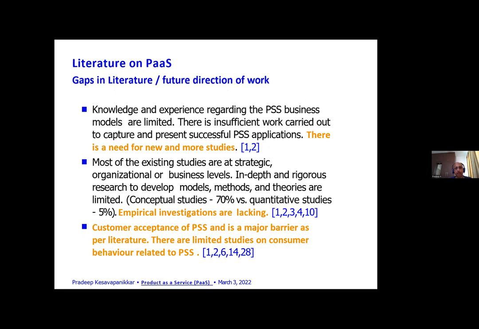Now, coming to the literature review and then talking about this study, the details of that. So most of the literature talks about insufficient work carried out on successful PSS applications. There's a need for new and more studies, first of all. This is a topic which is getting a lot of attention. However, the number of studies is small, particularly on successful PSS, product service system applications. And the existing studies are mostly at organizational or business levels. Most of these are conceptual models. Quantitative studies, empirical investigations are lacking. And one of the main barriers is customer acceptance of PSS, for the reason that we talked about earlier. And there are limited studies on consumer behavior related to product service systems. So these are some of the gaps.